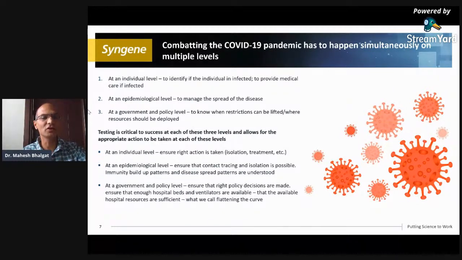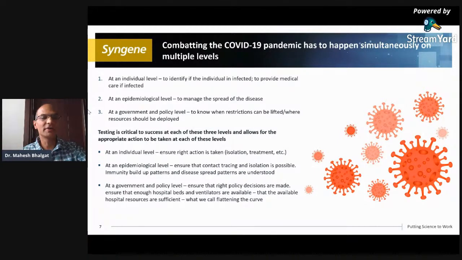Then there is an epidemiological level of understanding. That epidemiological level is so that you can manage the spread of the disease. And again, I'll talk a little bit more about the spread of the disease coming up on an upcoming slide on what are the components that really lead to spread of this disease from a theoretical and a testing perspective.